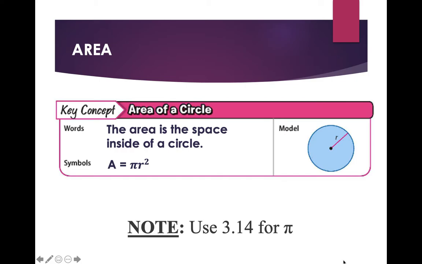The formula for the area of a circle is A equals pi times the radius squared. If you remember, squared means the radius squared would be the radius times itself, r times r. So if you can't find the squared button or you don't remember how to find that on your calculator, you can also just do the radius times itself. And then again, we're going to use 3.14 for the pi symbol.